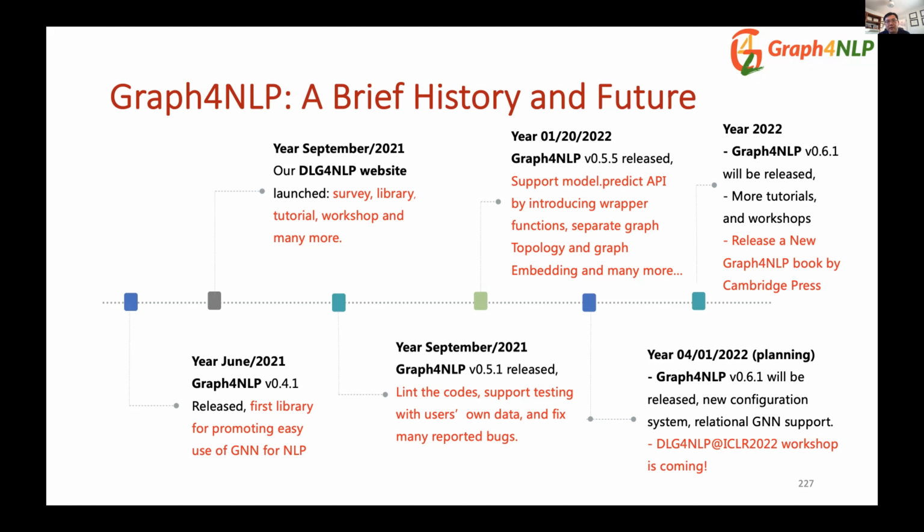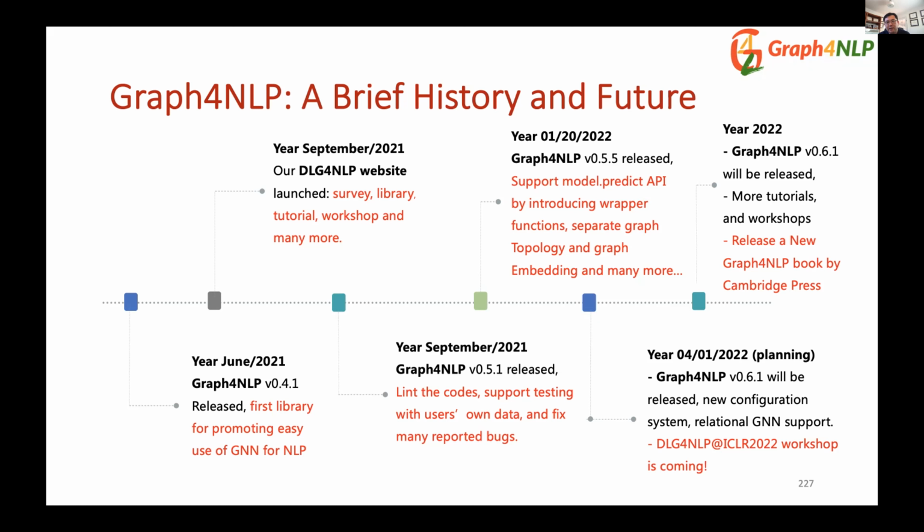Later we also released v0.5.5 earlier this year to make, for example, model prediction much easier. And we also separated the graph topology and graph embedding parts, so that it's much easier to use the library. Moving forward, we are also going to release Graph4NLP 0.6. There we'll have a brand new configuration system so that you can use the library much more easily. And we will also support the relational GNN later.